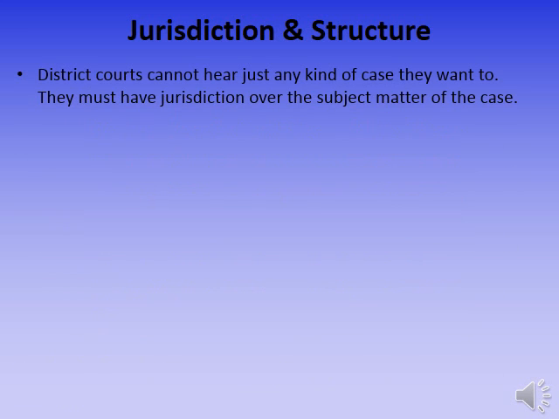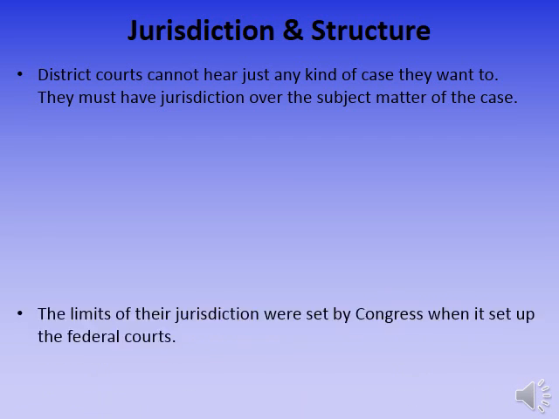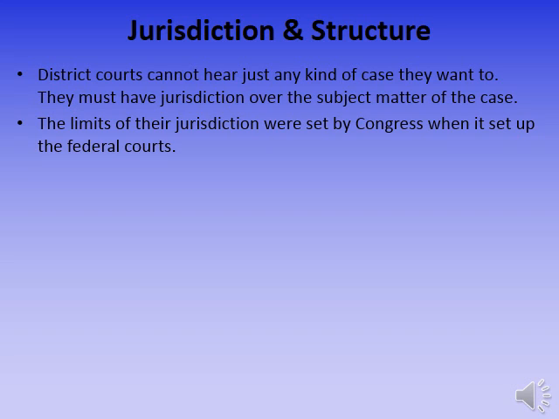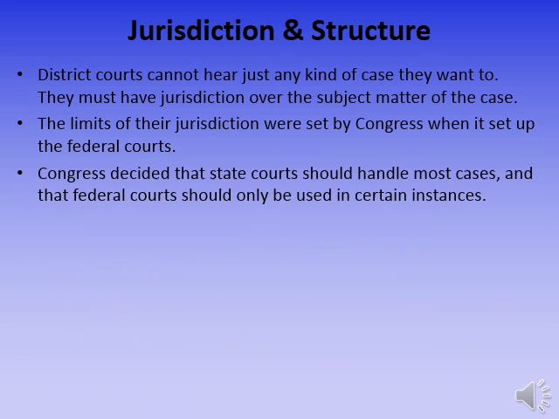I already mentioned that courts can't hear just any old type of case that they want. They have to have jurisdiction over that case. And federal district courts cannot hear just any old case. They are given subject matter jurisdiction in particular types of cases. And those limits of their jurisdiction were set by Congress when it created the federal court system a long time ago. And Congress decided that state courts should handle most cases, and that federal courts should only be used in certain instances. And Congress gets to decide when the federal courts can hear a case and when they can't. They can set those boundaries of jurisdiction.